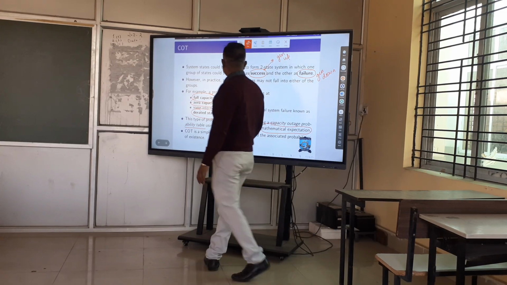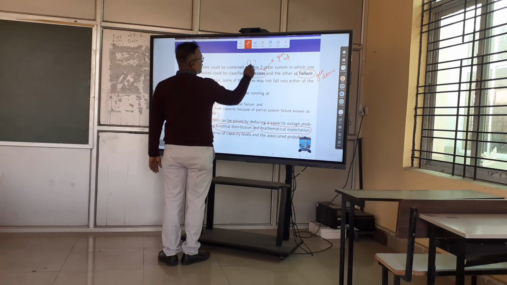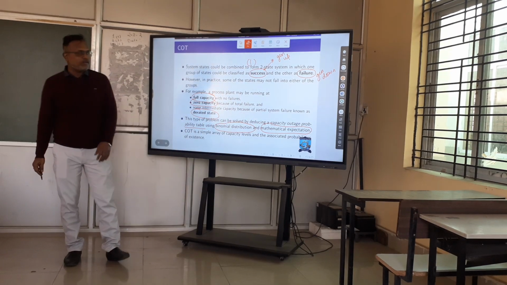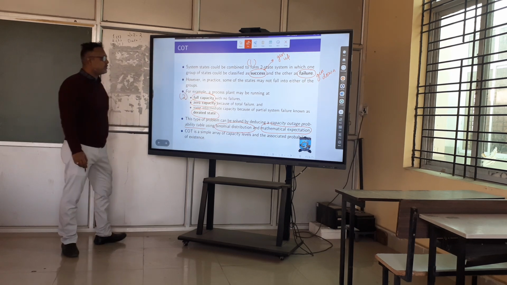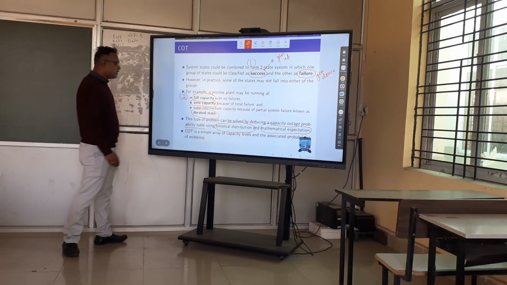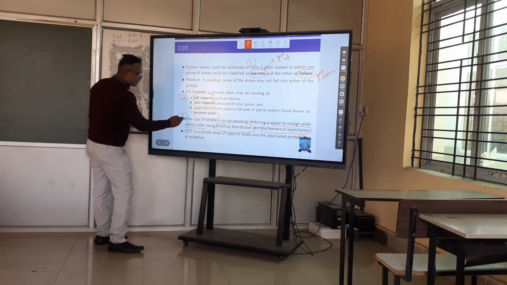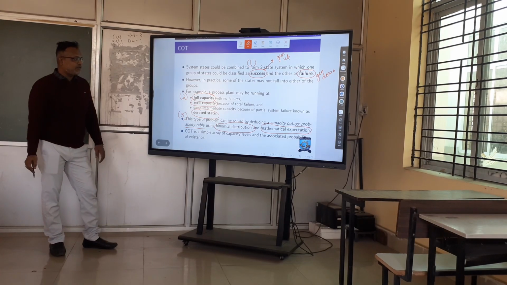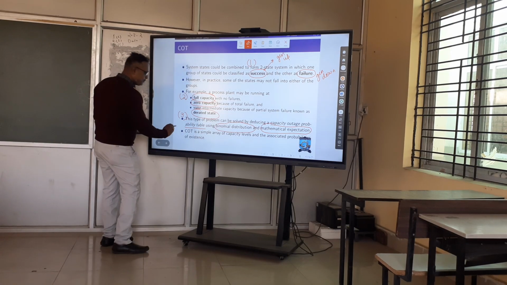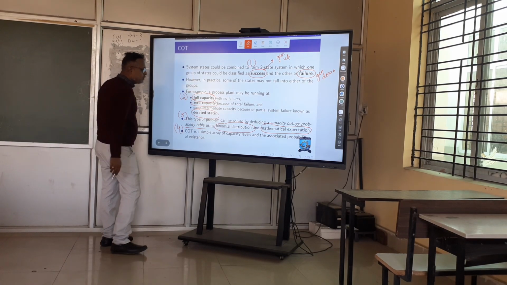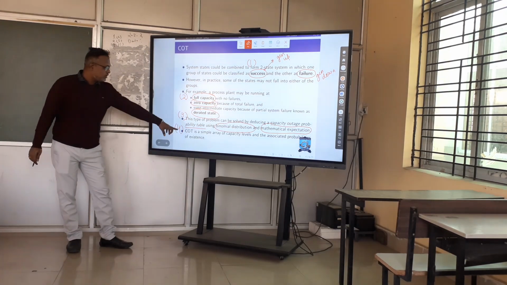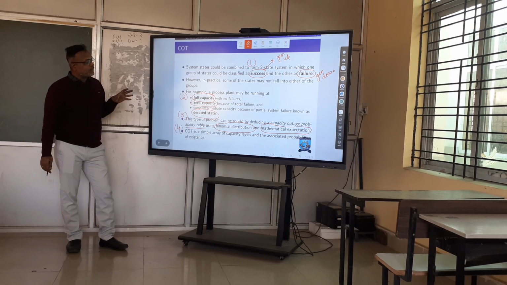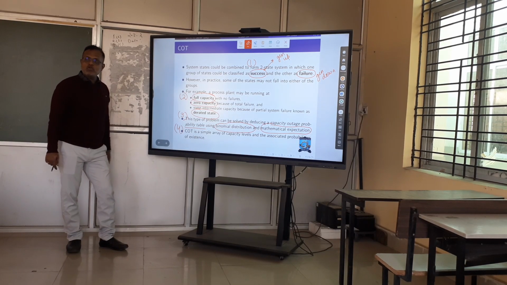So first you should write the first point: you can generally have two states, success and failure. The second point is that in general you can have three states: full capacity, zero capacity, and derated state. In the third point, the capacity outage table is obtained by means of binomial distribution and mathematical expectation. And finally, write down the definition: COT is a simple array of capacity levels and the associated probability of existence.